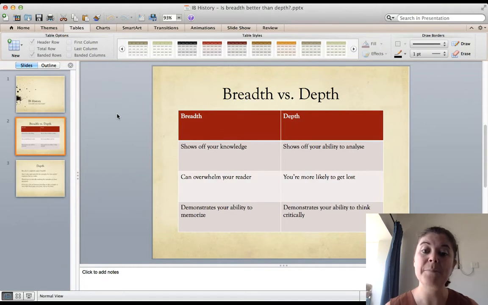Ultimately, breadth will demonstrate your ability to memorize. It's all about the facts that you have memorized, if you have an essay that really focuses on breadth. If you have an essay that focuses more on depth, then that's demonstrating your ability to think critically. So think about that. Which do you think the examiners are going to prefer? Are they going to prefer seeing an essay that proves that you are good at memorizing things, or are they going to prefer an essay that proves that you are able to think critically? And I think that probably will give you your answer.